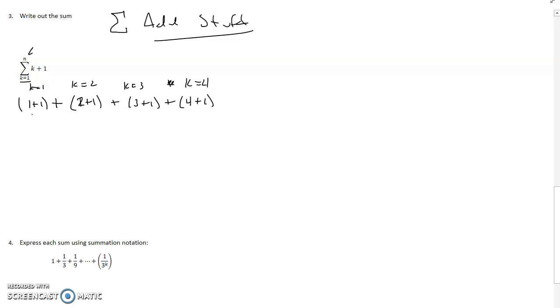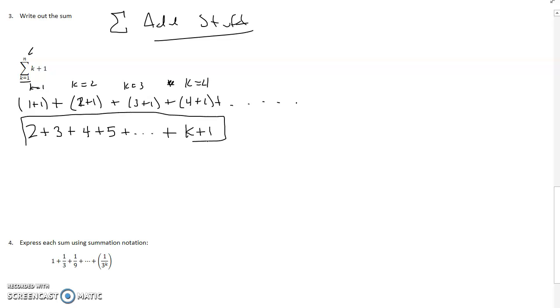So how do we write this sum out? Well, 1 plus 1 is 2, plus 2 plus 1 is 3, plus 3 plus 1 is 4, plus 4 plus 1 is 5. But it doesn't stop here. It goes on forever. So we use a series of dots, I use 3 of them, to indicate that there's stuff going on in here, and then we use the regular formula at the end, which is k plus 1. And this is how we write the sum out.